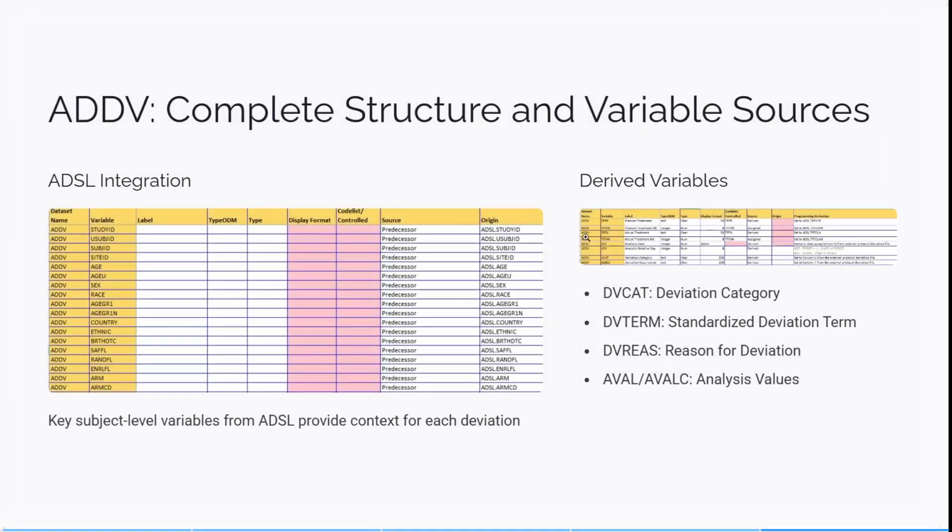So ADDV complete structure and variable sources. For ADSL integration, most of the time the variables come from the ADSL as a predecessor. The key subject level variables from the ADSL provide context for each deviation. And there are also some other variables: deviation category, standardized deviation term, the reason for the deviation, and analysis values.